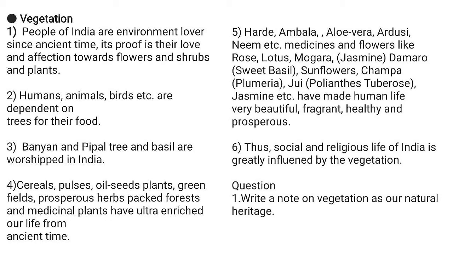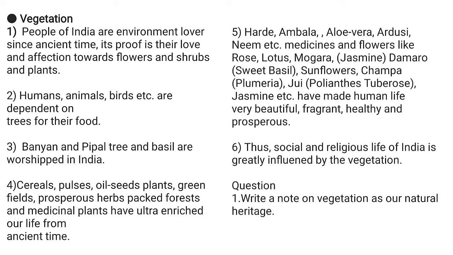Cereals, pulses, oilseed plants, green fields, prosperous herb-packed forests and medicinal plants have enriched our life from ancient time. So all these things we are getting from the natural heritage: cereals, pulses, oilseeds, the herb-packed forests, medicinal plants. These are important things which we use in our daily life, and they have made human life prosper and have enhanced human life. Now see the fifth point.